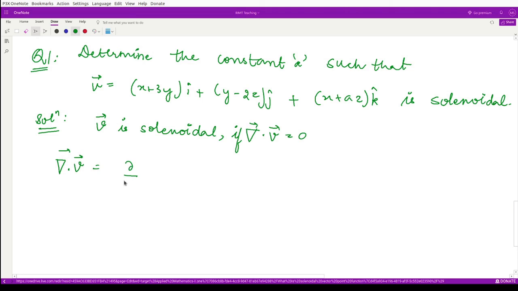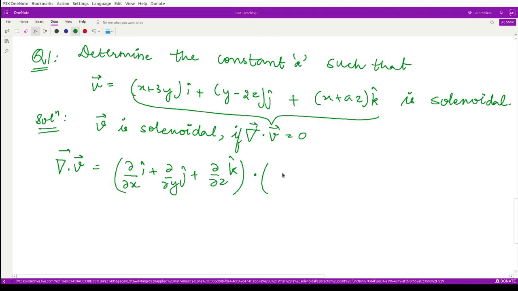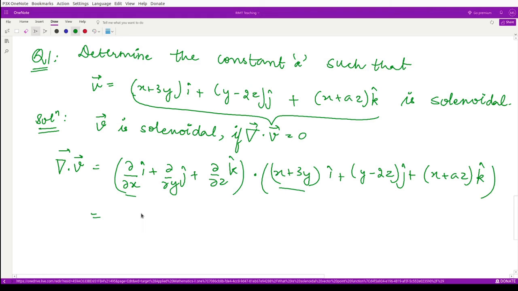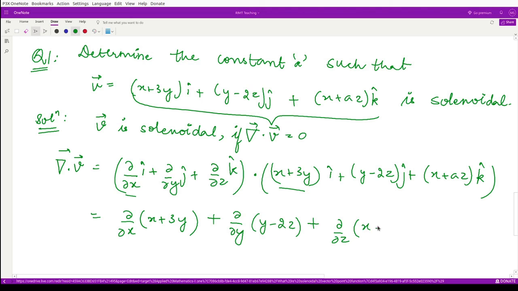So you know what this del vector is? That is del by del x i cap plus del by del y j cap plus del by del z k cap, dot with the vector V. Vector V is defined to be this whole vector: (x plus 3y) i cap plus (y minus 2z) j cap plus (x plus az) k cap. So when you perform this dot product, you will multiply the i terms together. So we have del by del x of (x plus 3y). You will multiply the j terms together. So you have del by del y of (y minus 2z). And then you will multiply the k terms together. So you have del by del z of (x plus az).